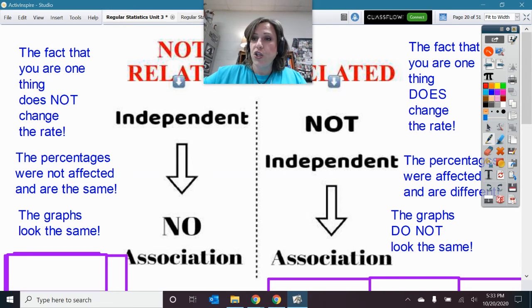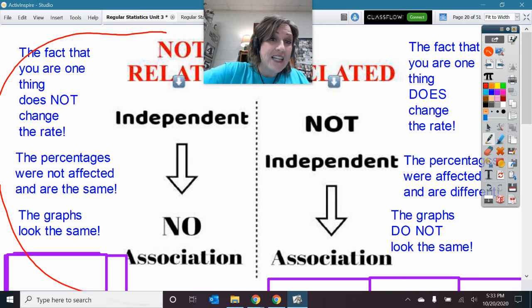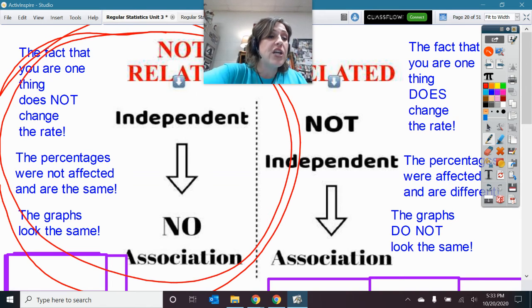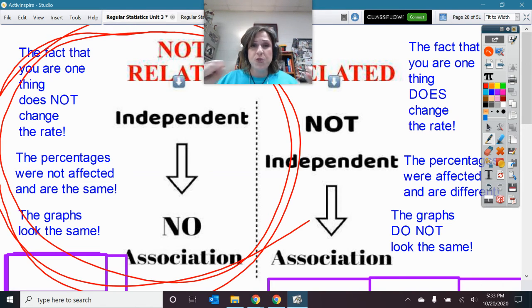Okay, so in my mind, here's what I see. The fact that you are employed or not actually does not change the rate. Those percentages were not affected. They are the same essentially. So you know what? Those graphs would have the same size sections because those percentage rates are the same. Therefore, employment and owning a phone: not related, not affecting each other, not associated, independent, not connected. That's what we have going on here.